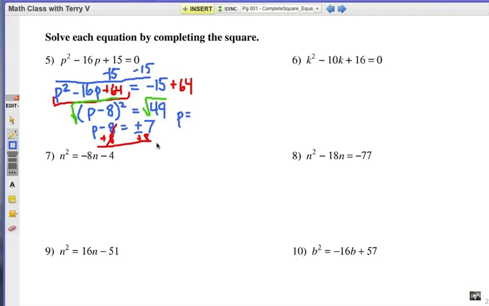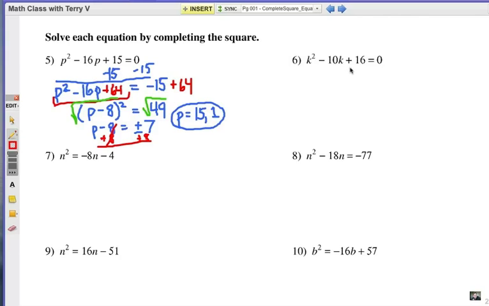Now I'm going to get two possible answers. Positive 7 plus 8 is positive 15. The other possibility is negative 7 plus 8, which would be a positive 1. So p could be 15 or 1.